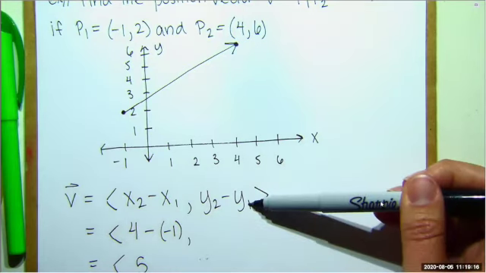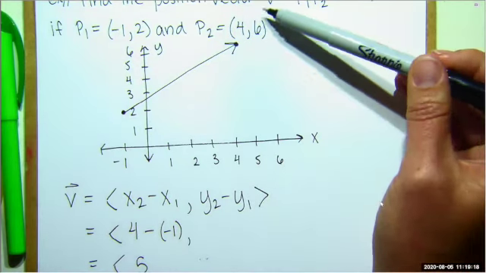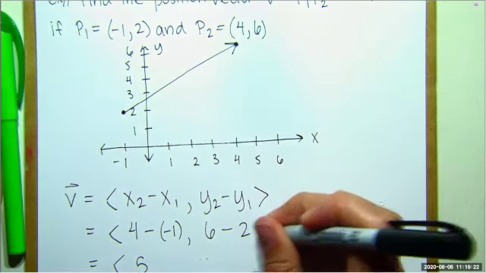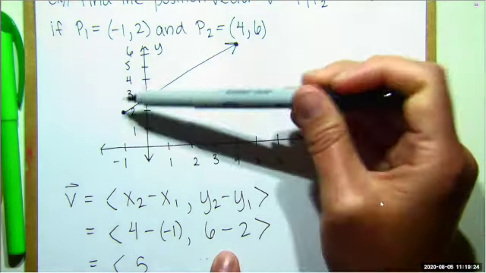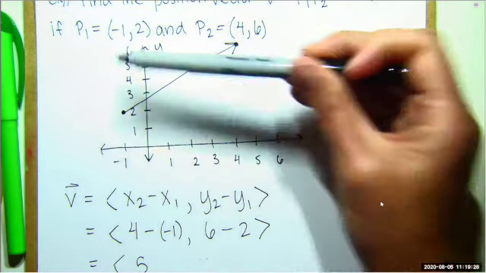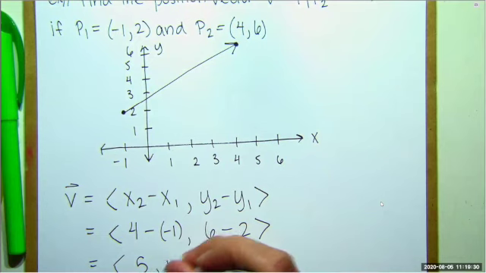Okay, y2 minus y1 is going to tell us the vertical component. So y2 here is 6, y1 is 2. In other words, how far we've traveled vertically. So we've gone from 2 to 6, so that's up 4. So we get 5, comma 4.